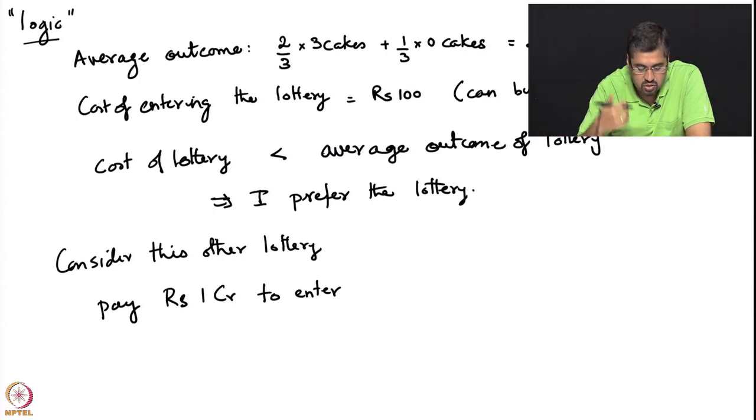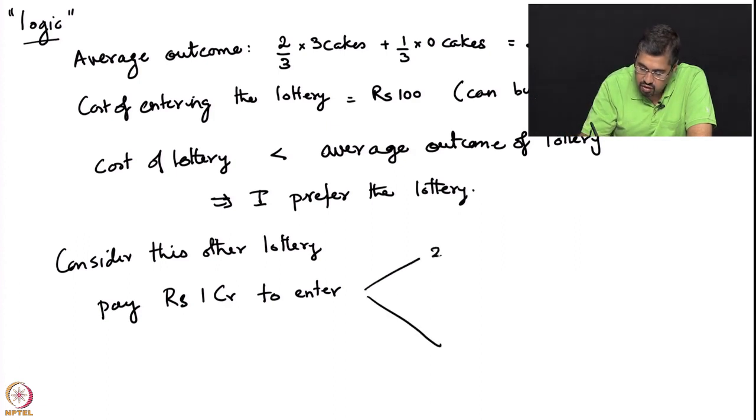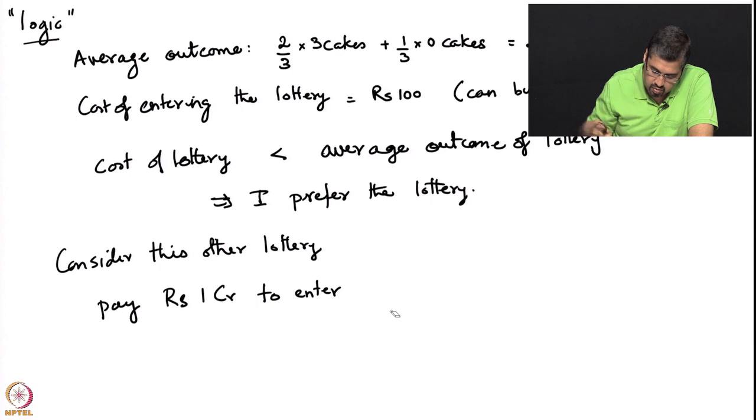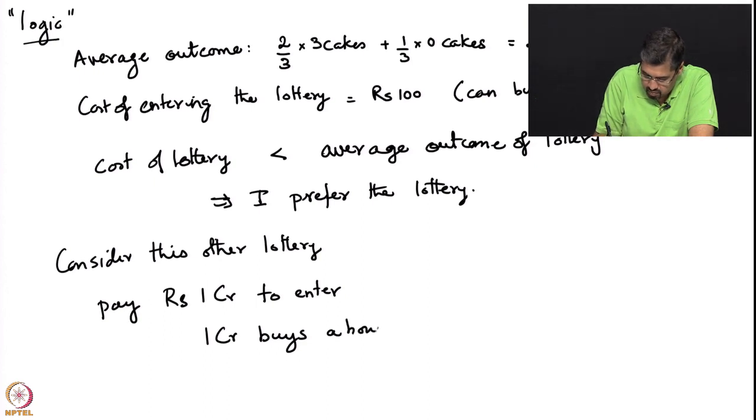So suppose it costs you rupees 1 crore to enter this lottery, and the lottery again makes you the same offer. With 2/3 probability, it will give you a house. This rupees 1 crore can buy you a house of a certain size, of a certain area.